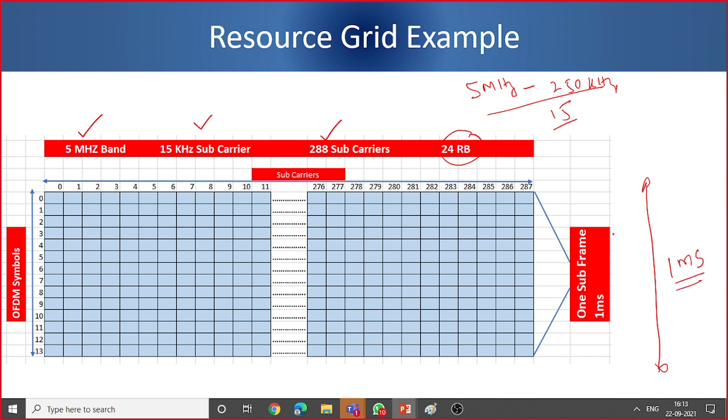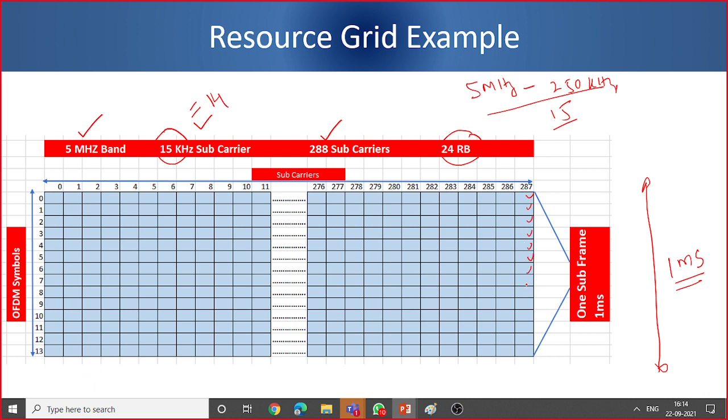One subframe of 1 millisecond I have taken on this axis. This is a time axis. And since I am using 15 kilohertz, how many symbols can I have in 1 millisecond? Can somebody tell me on the chat box or mic? In 15 kilohertz, that is numerology 0. Yes, 14. So you can see I have 14 boxes on the vertical side from 0 to 13.